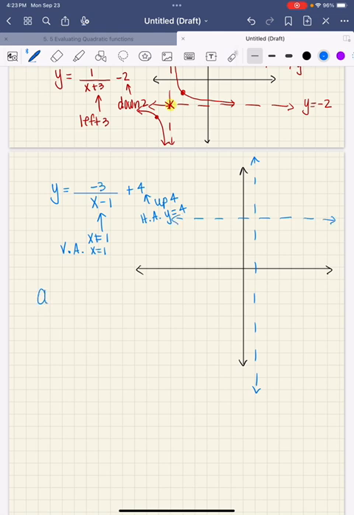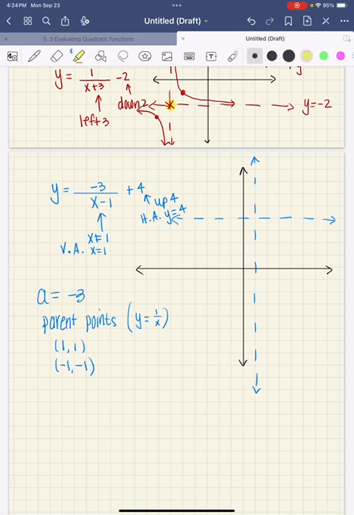Okay, in this problem, a is negative 3. My parent points are 1, 1, and negative 1, negative 1. So the parent points come from y equals 1 over x. There are many, many points that are on this graph. 1, 1 is the easiest, and negative 1, negative 1. You can use whatever points you want. I'm sticking with the easy ones.